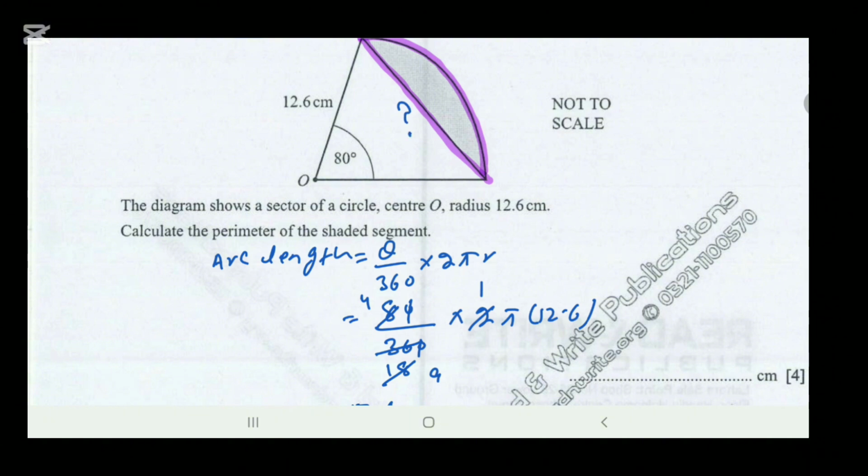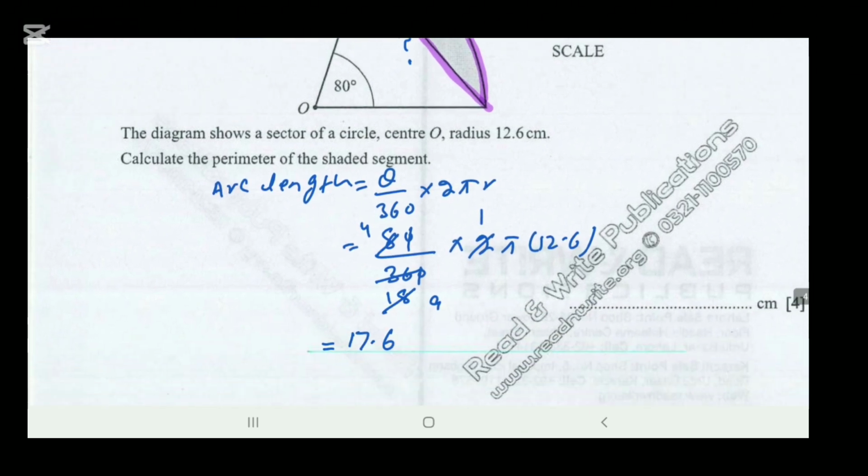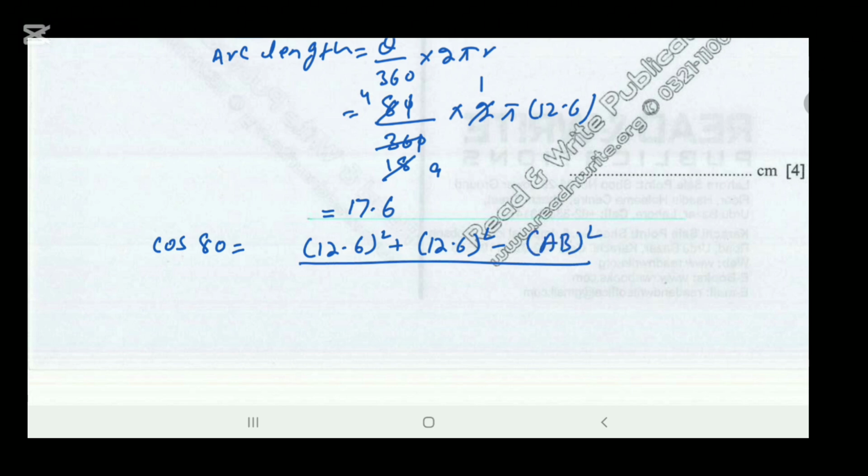Now you have to find the length of this side. So here you have to use trigonometric concepts. For this, angle is involved, so you can use here cos rule. Cos 80 is equal to square of neighboring sides minus opposite side square over 2 into neighboring sides.